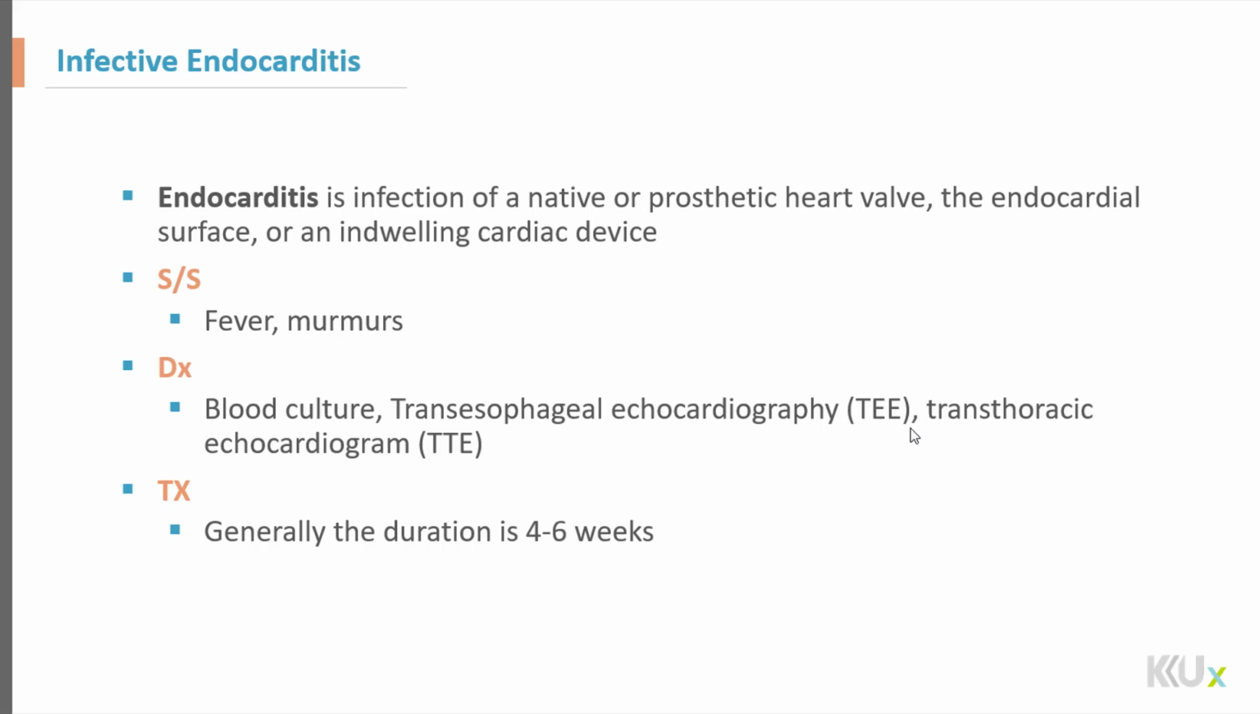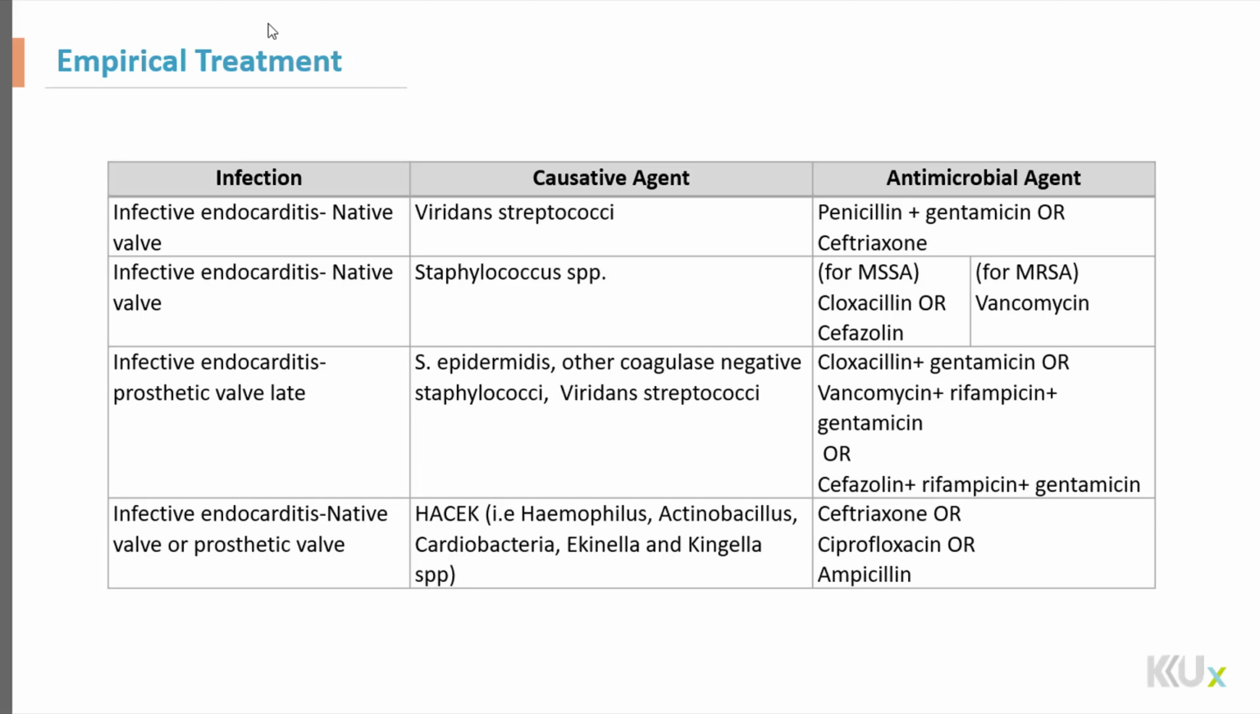Diagnostic methods include blood culture, a transesophageal echocardiography, or transthoracic echocardiogram. Generally, the duration is so long, it's between 4 to 6 weeks. So when treating the patient empirically, we have to keep in mind whether it is native valve or prosthetic valve, because this will change our treatment options. In such cases, when we have prosthetic valve, we might add rifampicin.